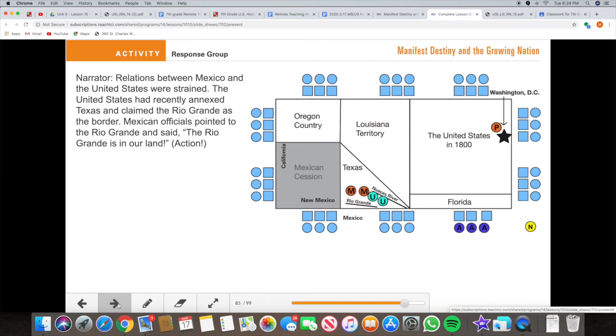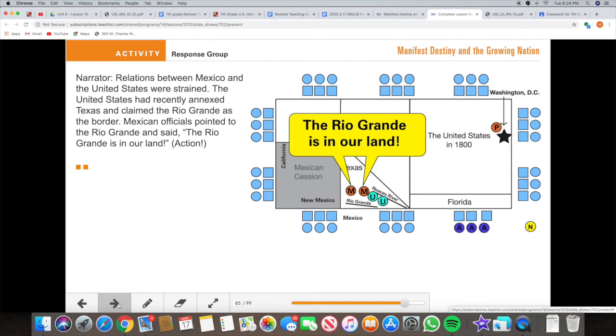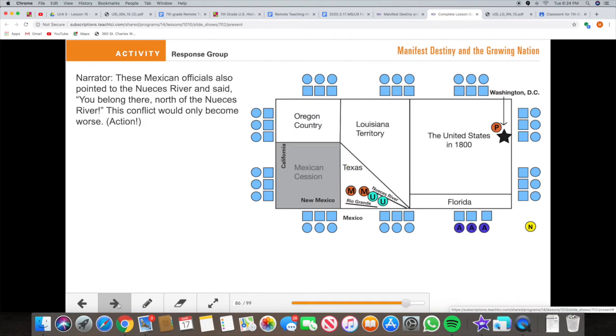The United States had recently annexed Texas and claimed the Rio Grande as the border. Mexican officials pointed to the Rio Grande and said, "The Rio Grande is in our land." These Mexican officials also pointed to the Nueces River and said, "You belong there, north of the Nueces River." This conflict would only become worse.